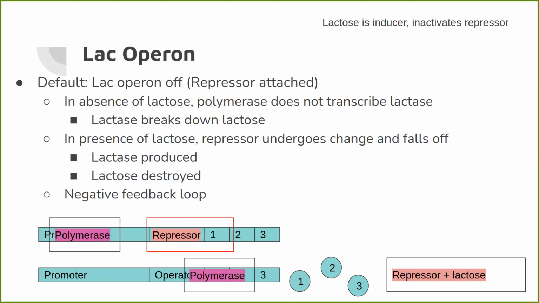Right. So this one also uses the negative feedback loop, so it's a bit different, where usually in no presence of lactose, the operon is blocked, and then when you actually have the lactose, then the cell needs to break it down, so it allows the polymerase to make the lactase.